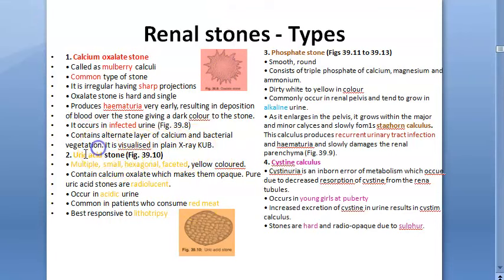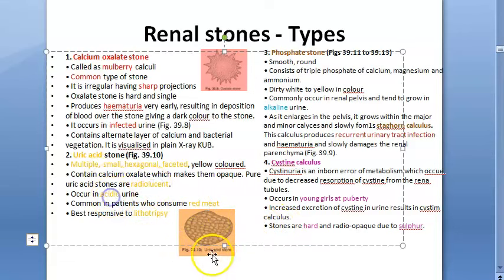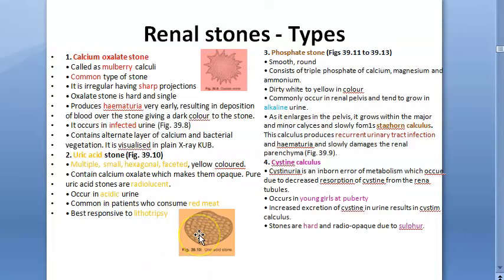Okay. Then coming to uric acid, guys, uric acid stone, look at this, yellow, it is multifaceted, small they are, and these are radiolucent if they are pure uric acid, and they will occur in acidic urine. People who eat red meat will have this type of stone, and because they are soft, they are more responsive to lithotripsy, where you break the stones, okay.